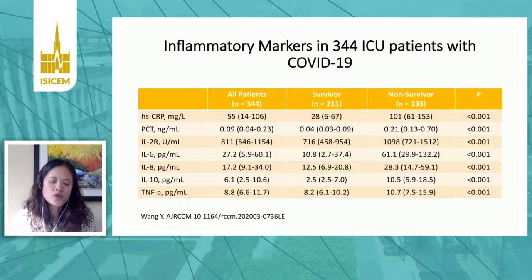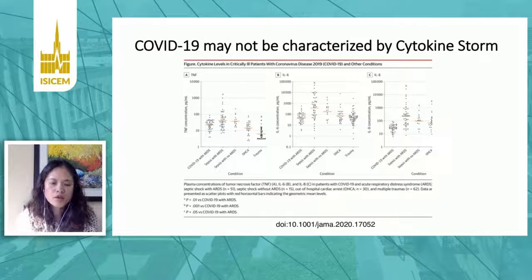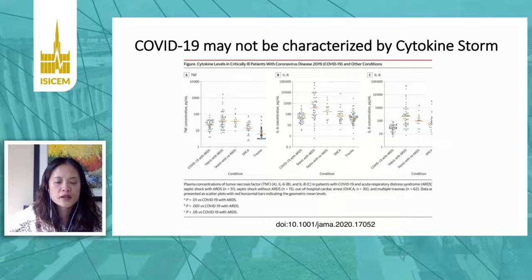Moreover, serum inflammatory markers such as C-reactive protein, interleukin 6, 8, 10, and TNF-alpha were found to be more elevated in ICU patients with COVID-19 who did not survive compared to those who survived, suggesting that cytokine storm may result in worse outcome. However, subsequent studies show that ICU patients with COVID-19 and ARDS had circulating cytokine levels that were lower compared to patients with bacterial sepsis and similar to other ICU patients. These findings suggest that COVID-19 may not, after all, be characterized by cytokine storm.